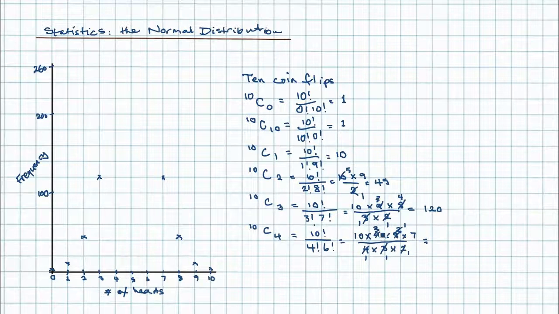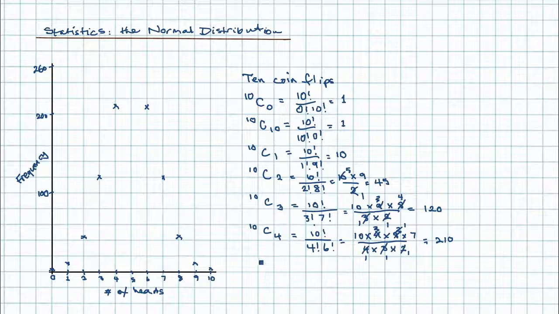Okay, what are we left with? 10 times 3 times 7. So 3 times 7 is 21. 21 times 10 is 210. So it really has shot up here, so for 4 heads we need to now record this up here as 210. And similarly for 6, 210.